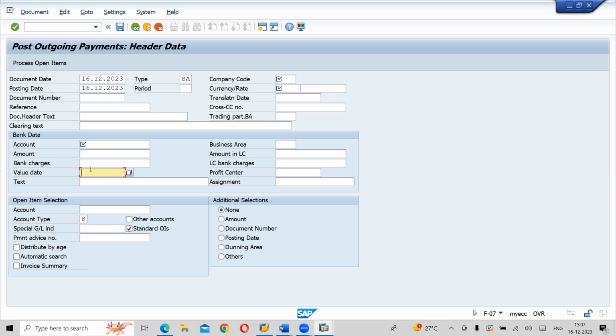So you are supposed to pay a vendor. You are paying on 15-12, or you are receiving from your customer. Whenever you are receiving cash on the 15th, that date is considered the encashment date. You are receiving in cash.